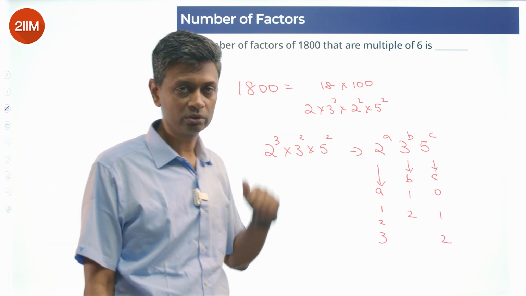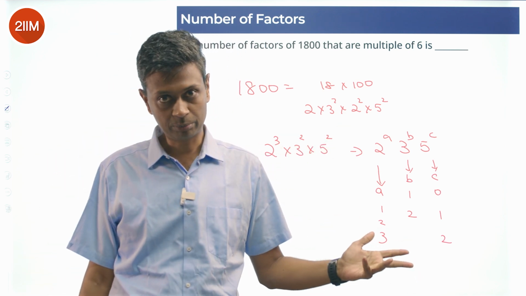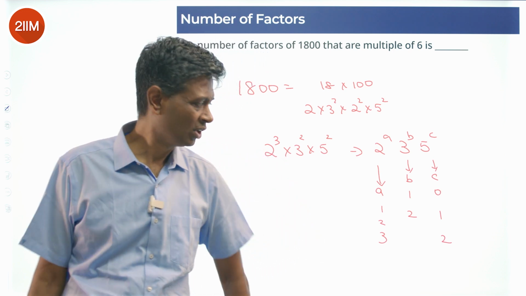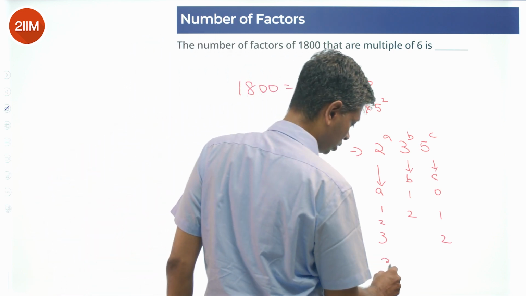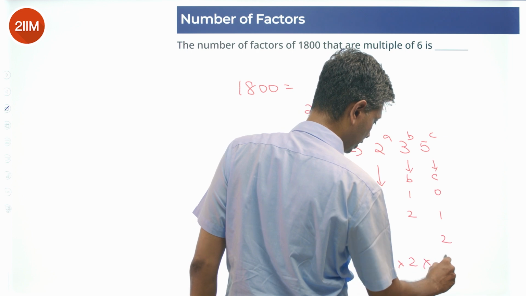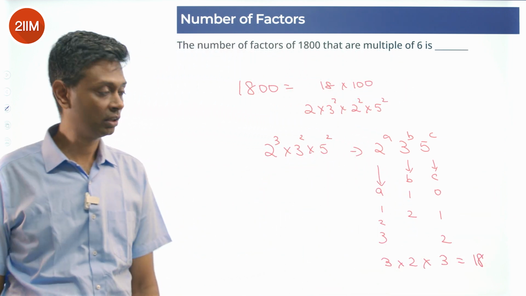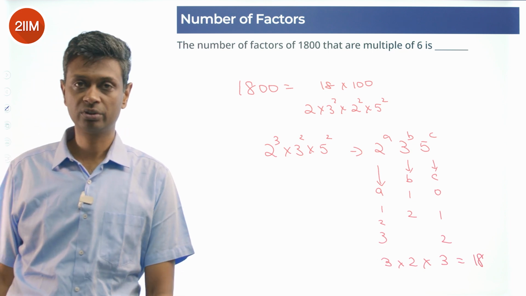So a cannot be 0, then the number will be an odd number, cannot be a multiple of 6. B cannot be 0, it will not be a multiple of 3, cannot be a multiple of 6. So a can take 3 values, b can take 2, c can take 3, 18 factors. There are 18 factors of 1800 that are multiples of 6.